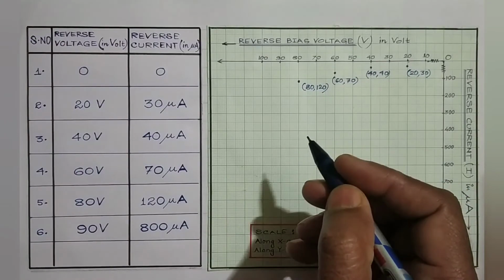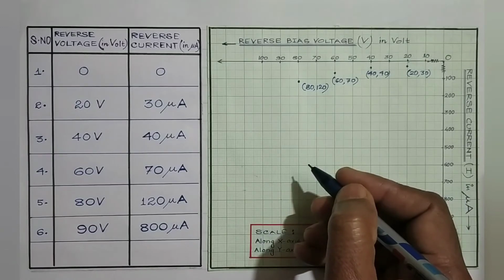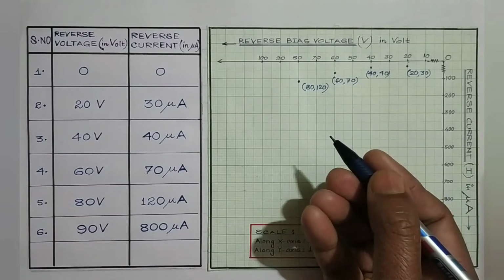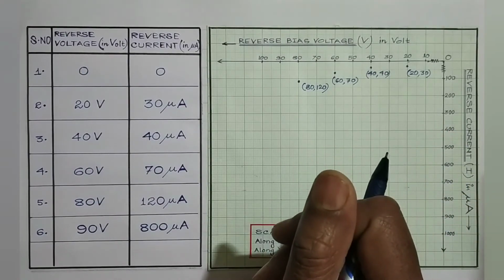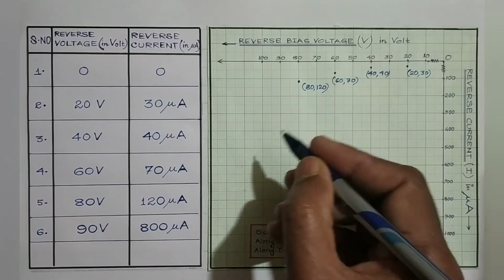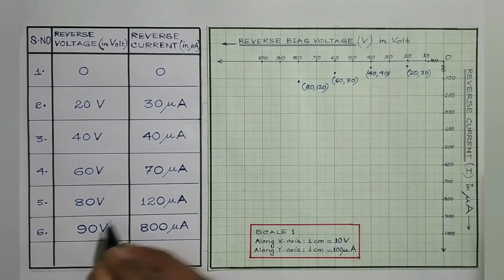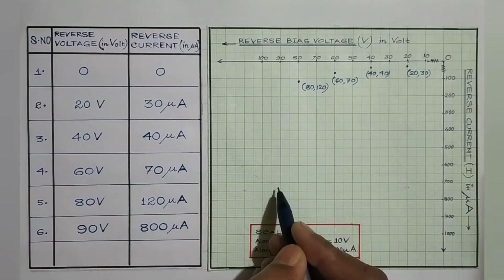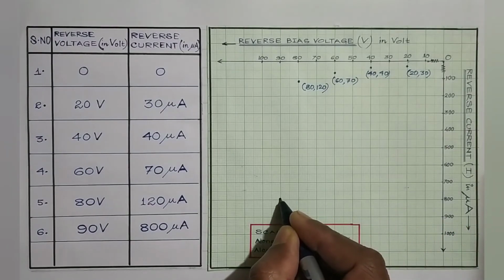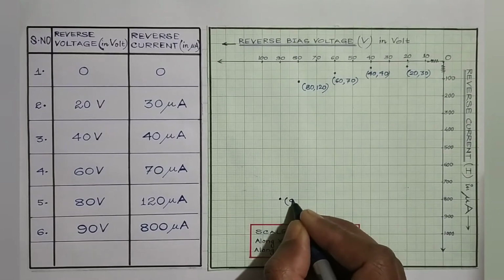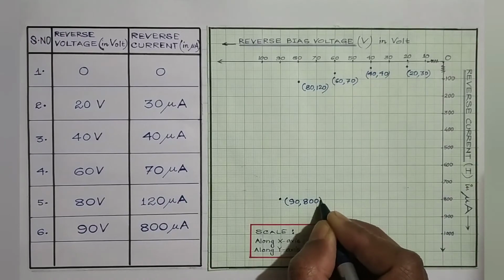So basically, you are aware the maximum reverse potential difference which a diode can tolerate without its breakdown, that is what we call as reverse breakdown voltage or zener voltage. It is, students, sometimes also known as avalanche voltage, right? So let's look at the last point. Corresponding to 90 volt, we have current of 800 microampere. So this is it.